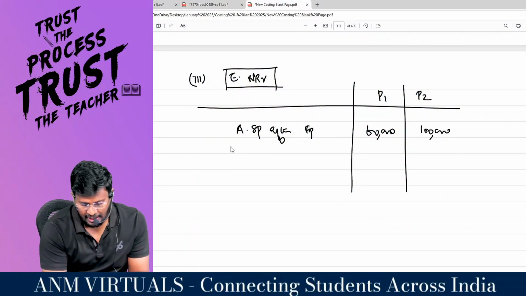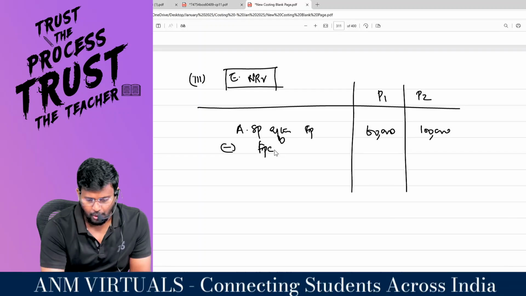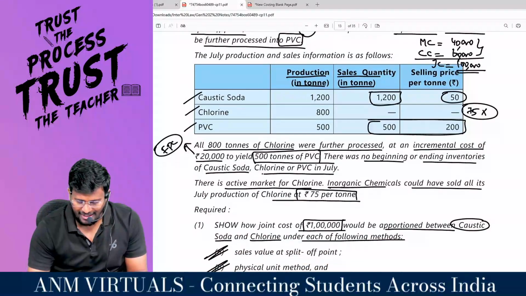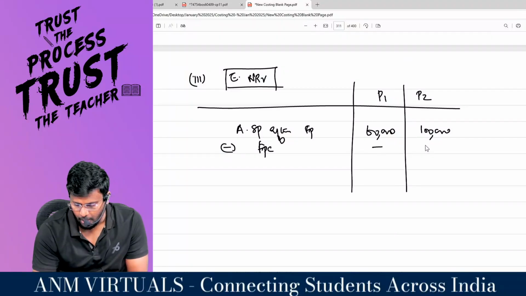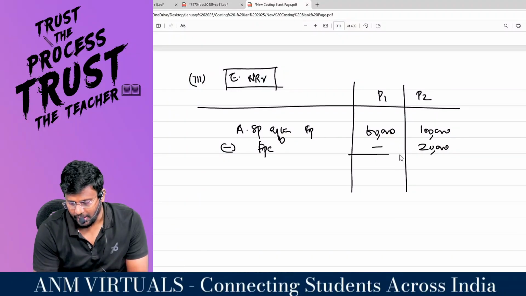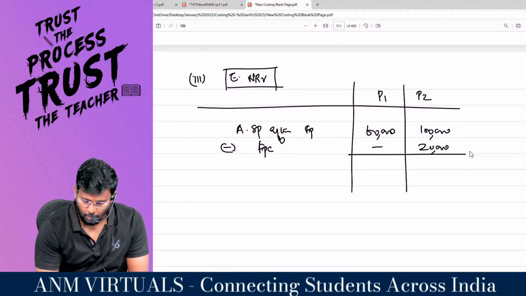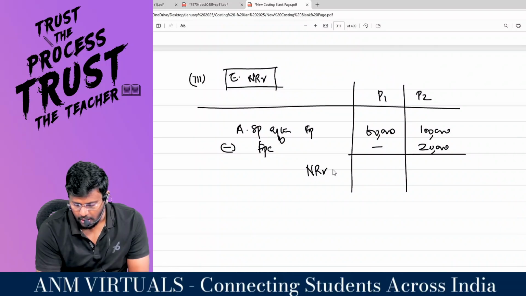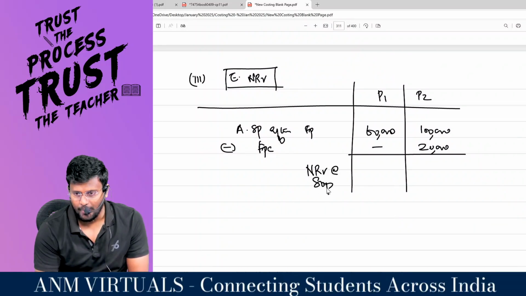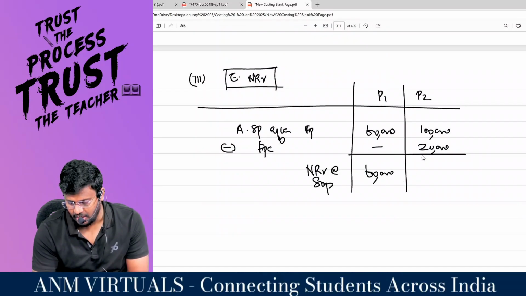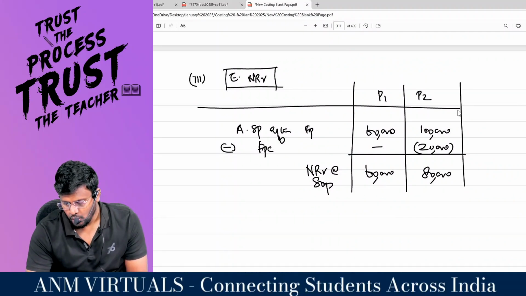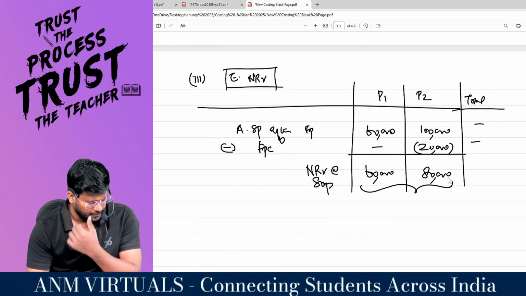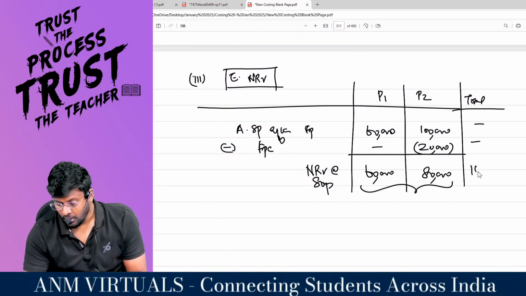Correct? Let's say further processing cost. Sir, what is the further processing cost? They gave 20,000. That is applicable only for product 2. Correct? So my NRV, net realizable value at split off point, will be 60,000. And here it is 80,000. Comfortable? So my total will be 60 plus 80 comes to 1 lakh 40,000.